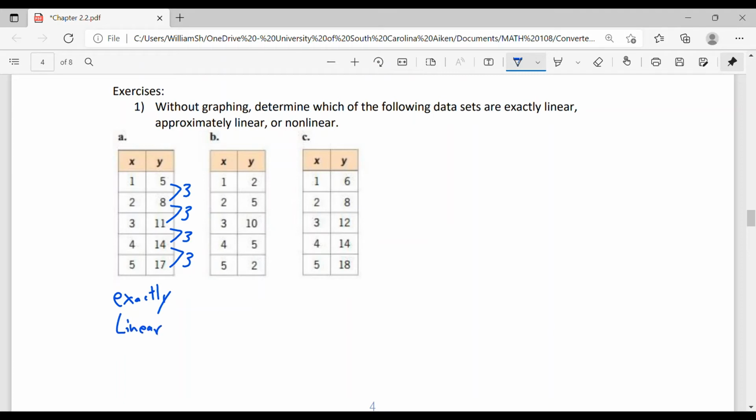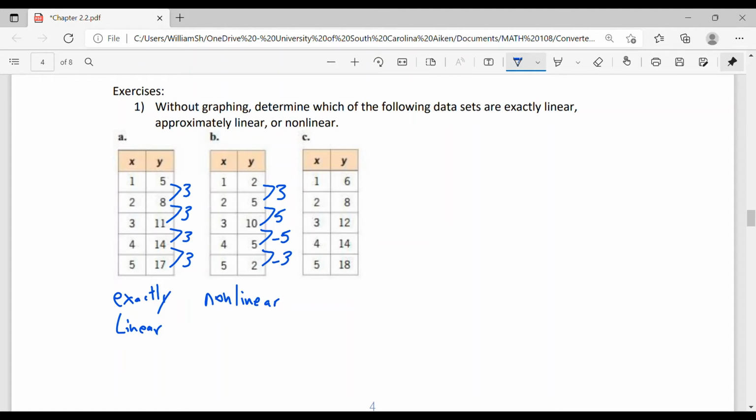Alright. If we look at the next one, it goes from a 2 to a 5, which is 3. Goes from a 5 to a 10, which is 5. Goes from a 10 to a 5, which is a negative 5. And a 5 to a 2, which is a negative 3. Ooh, those aren't constant at all. Those aren't even really close to each other. Negative 5 and positive 5 are actually 10 data points away from each other. Same thing with negative 3 and negative 5, negative 2 data points away. So, I mean, we've got a lot of stuff going on here. To be honest, it looks a little parabolic if you kind of catch how that looks. So this one is non-linear.